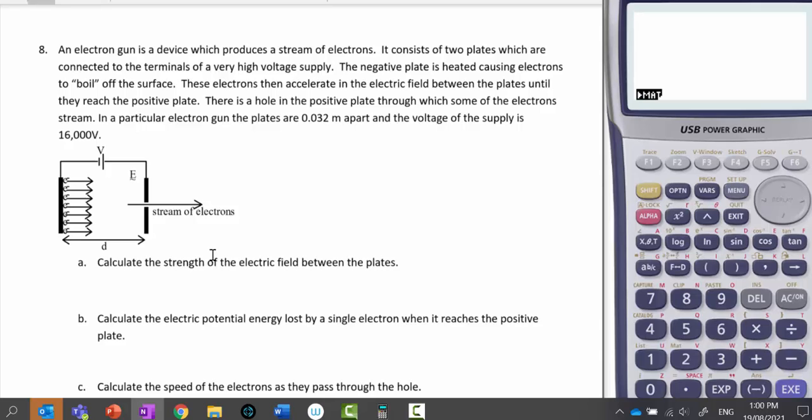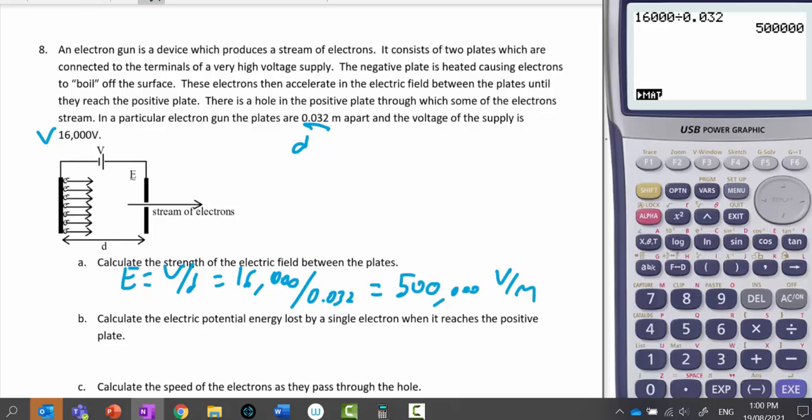In a particular region, the gun plates are 0.032 meters apart, and there is a supply voltage of that. Calculate the electric field strength. You'll notice that these questions get very repetitive because there's not really much stuff that they can actually ask you, and so they're either going to play with your units or try and add some sort of context, and this is a really common context, the cathode ray tube.